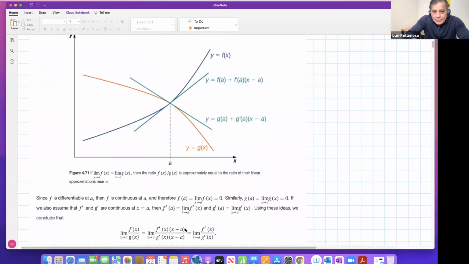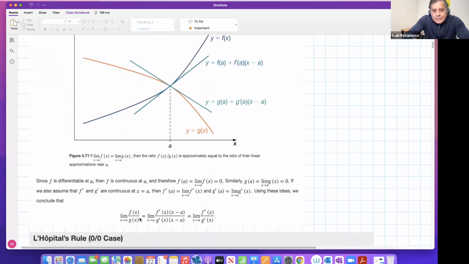Now, notice x minus a cancels, and we end up with this super nice result. Look, the limit as x approaches a of the quotient of these two functions, f of x and g of x, is equal to the limit as x approaches a of the quotient of their respective derivatives, right? So this is what basically L'Hopital's rule says.